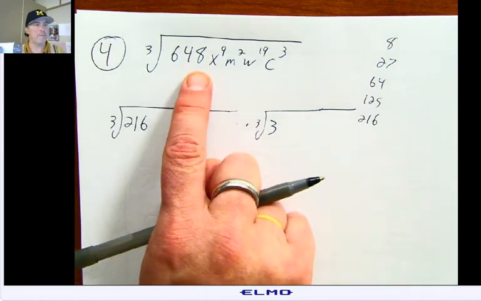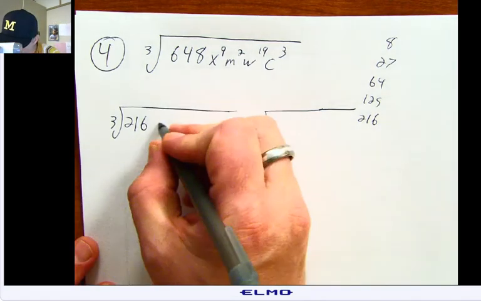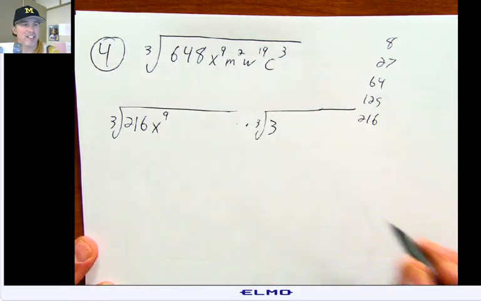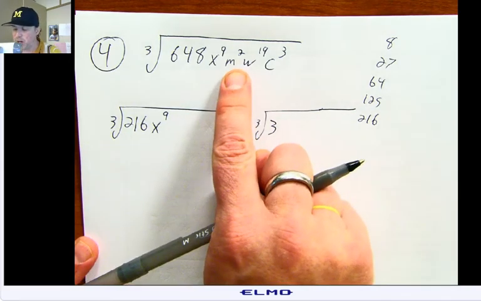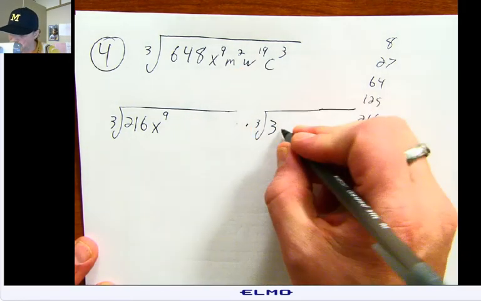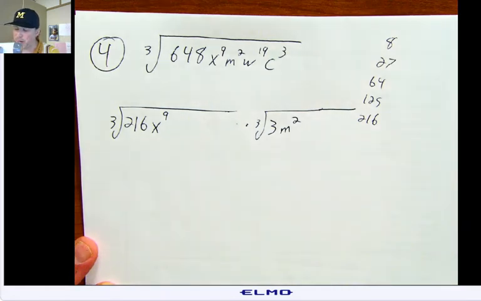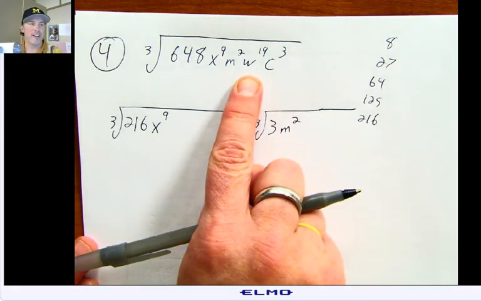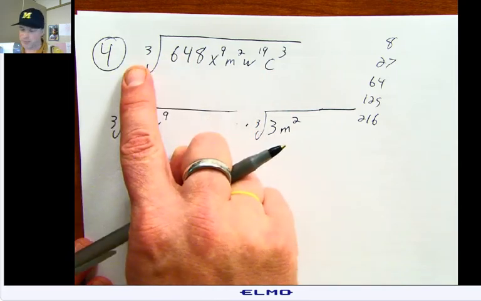So of the 9 x's, 9 is divisible by 3, so all 9 x's are going to be able to escape. Oh, sorry, M's. There's only 2 of you. You're stuck behind. W's, a lot of you. But you can break out in groups of 3.